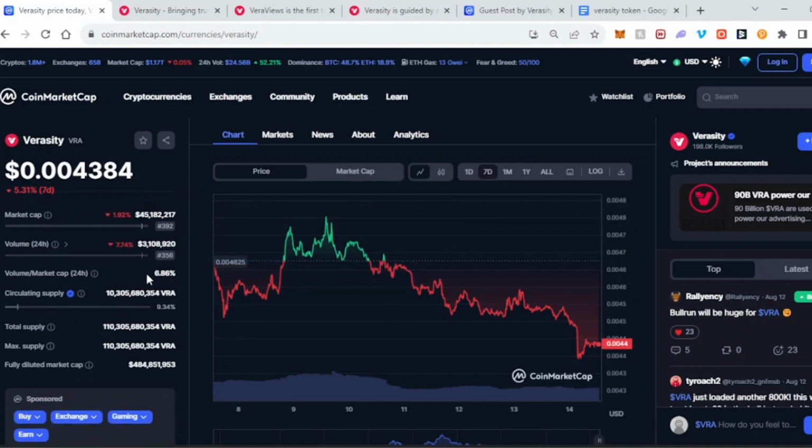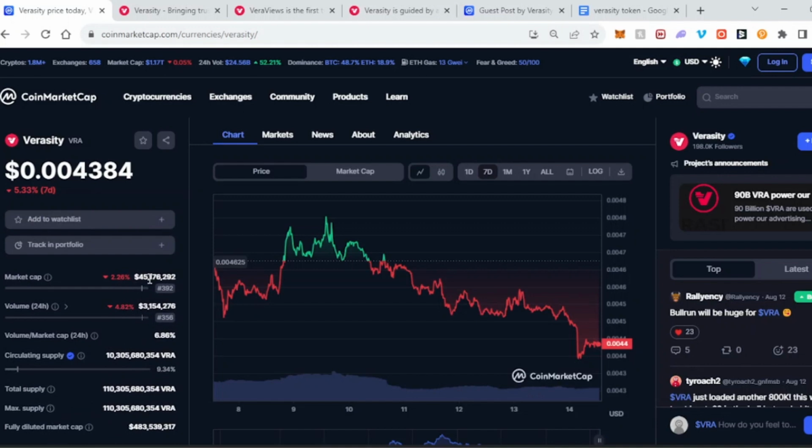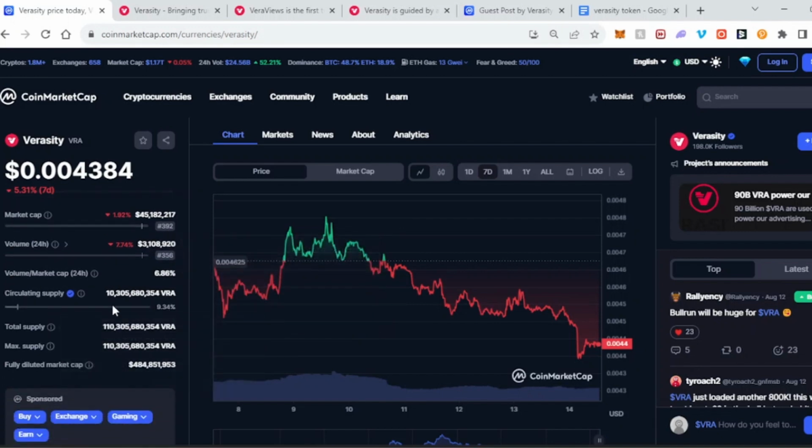So yeah, if we scroll down here, you can see that the normal market cap of Verasity is $45 million with a 24-hour volume just over $3.1 million. You can see that the circulating supply of Verasity is just over 10 billion coins, and the max supply or total supply is at 110 billion coins. And this is actually going to be one of the main parts which I'm going to be discussing in the tokenomics section of this video, and how so many people are getting the tokenomics wrong, and how at first glance these statistics can look very negative around Verasity.